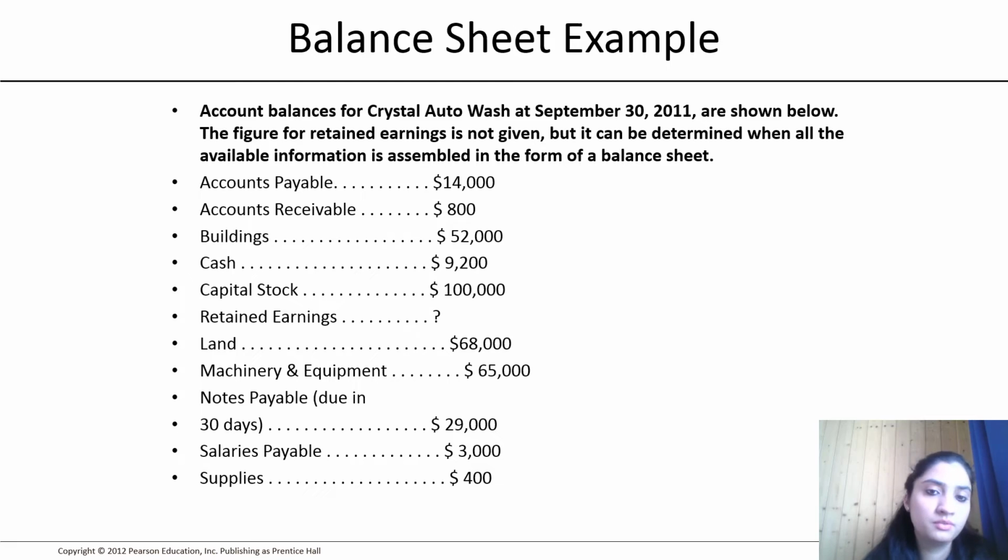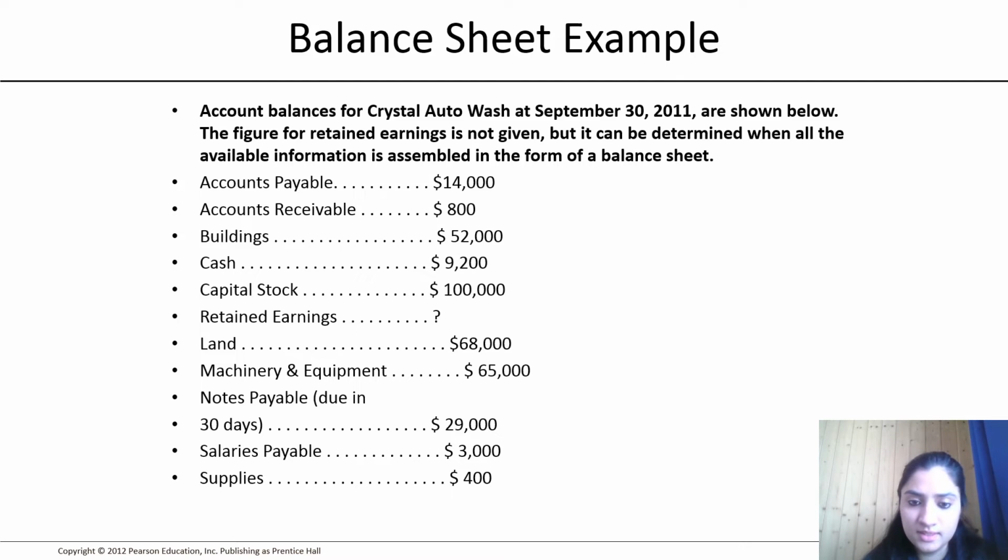So we will see here. We have information about accounts payable, accounts receivable, buildings, cash, capital stock. We have to find retained earnings. We have land, machinery, notes payable, salary payable, and supplies. So what is accounts payable? That is something we have to pay. That is a liability. Accounts receivable, that is an asset that we will get. It's a long-term asset, but it's an asset. Buildings, this is an asset that we own. Cash is an asset. Capital stock is equity.